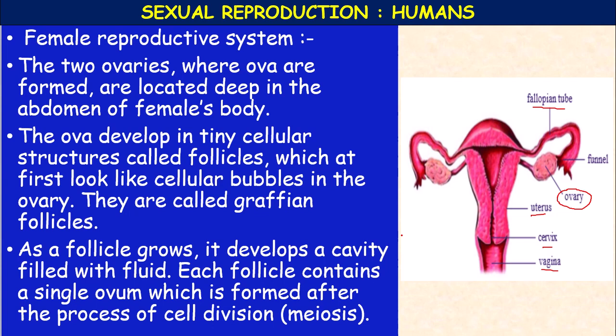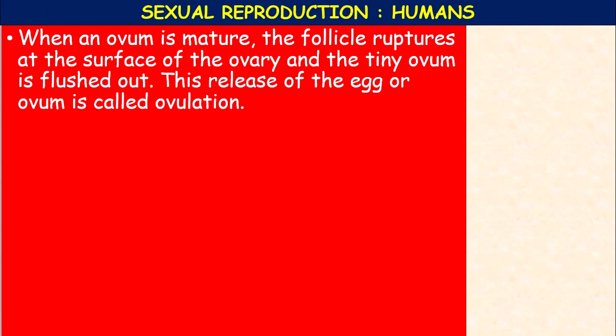The ovum is a rounded non-motile cell enclosed by two coats, that is zona pellucida and the outer corona radiata. These two. Okay. When an ovum is mature, the follicle ruptures and the ovum comes out.